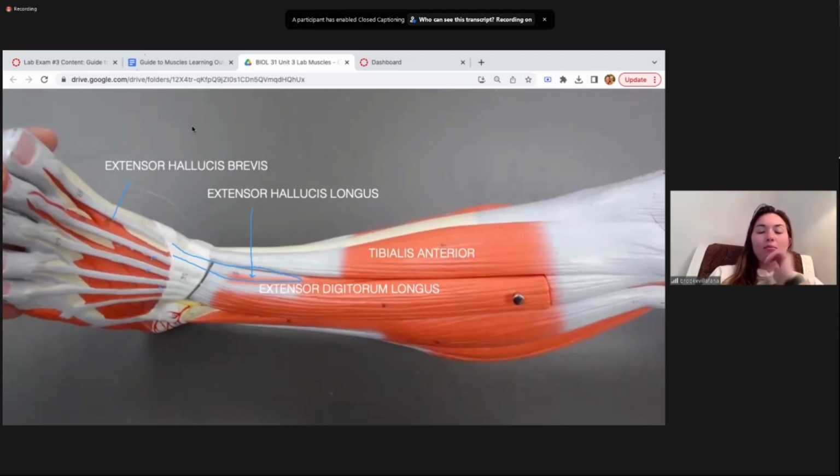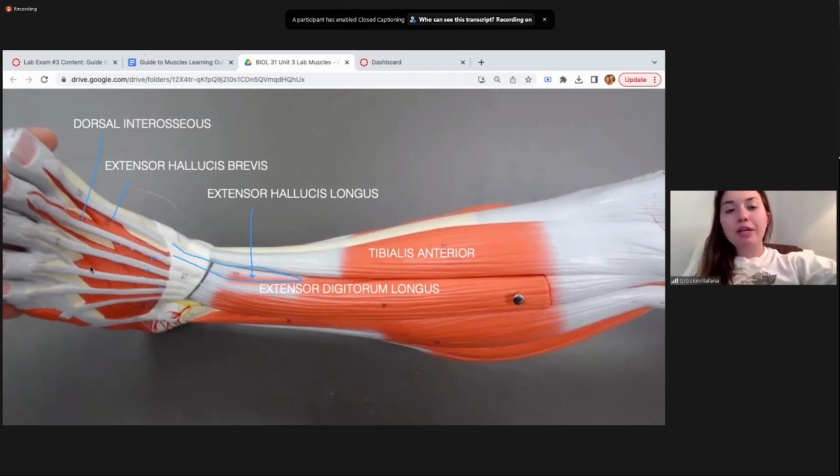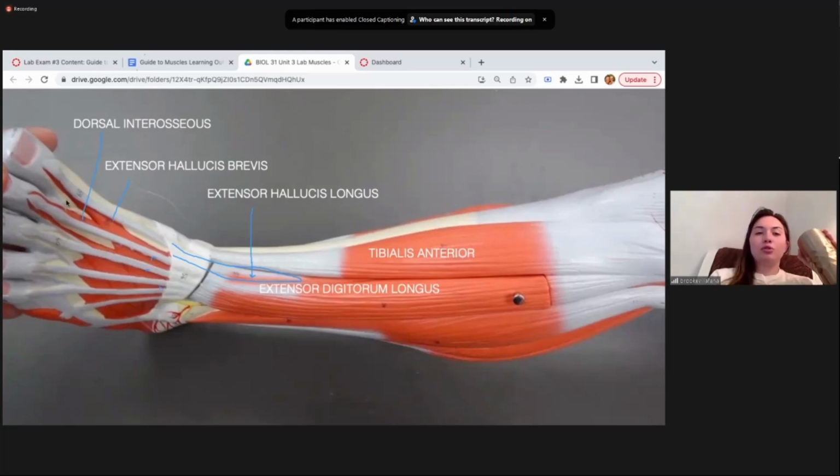And then remember on the back of your hand, what was the muscle called that goes in between all of your fingers? It's called the dorsal interosseous, right? So that's the dorsal interosseous. It's the muscle that goes in between the toes, okay? This other muscle over here is going to be extensor digitorum brevis, but like I already said, we'll see that when we turn.